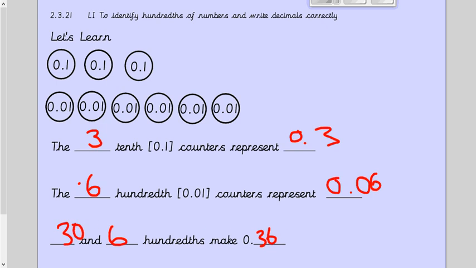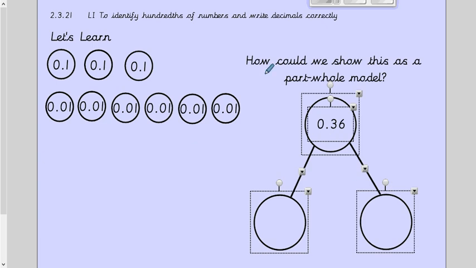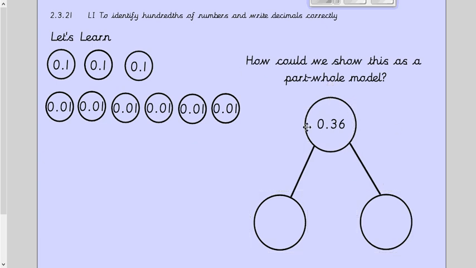We could also write this as a part whole model, so if I have 0.36 as our value, because that's what they all add up to, we could partition it using our part whole model into tenths and hundredths. So how many tenths are in 0.36? 1, 2, 3, which is 0.3, and then it would be 0.06, and if you add these two up, you would get 0.36. Okay, hopefully that was all okay.